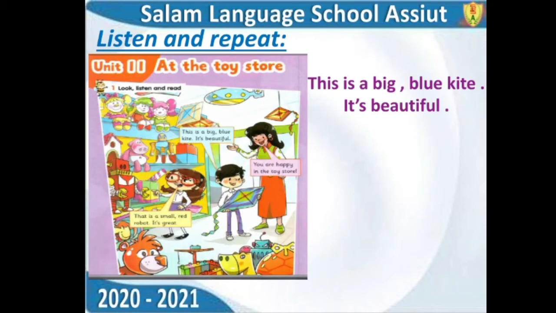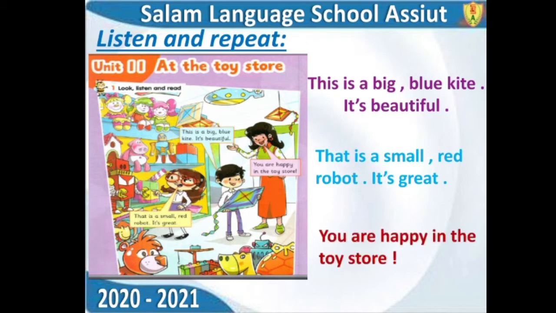This is a big blue kite. It's beautiful. This is a small red robot. It's great. You are happy in the toy store.